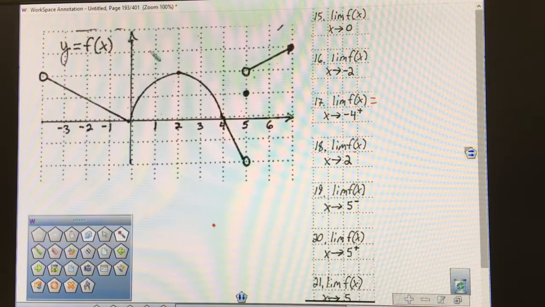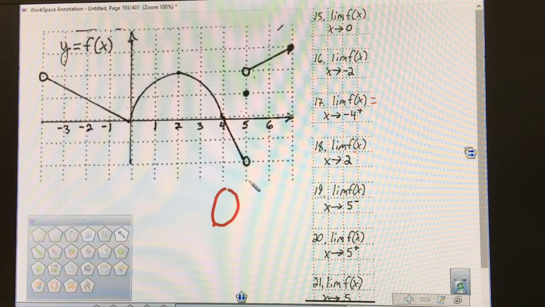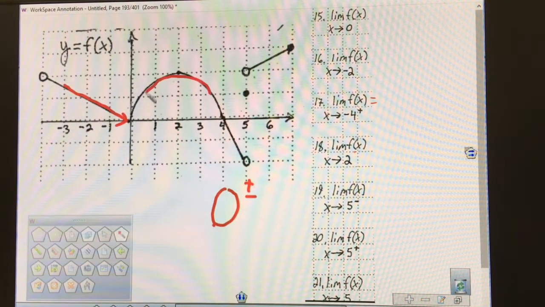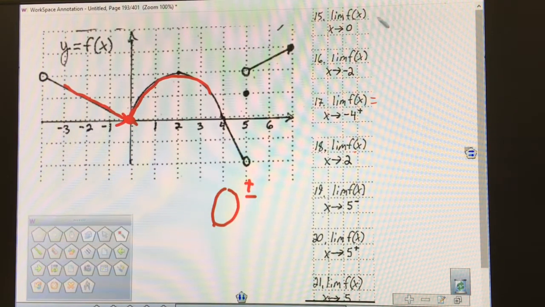So this is the limit of this function as x approaches 0. Now notice the 0 doesn't have any symbol up there. That means it approaches it from the left and from the right. And that spot where they crash into one another, even if it's closed or open, is going to be the limit. And that limit just so happens to be 0.